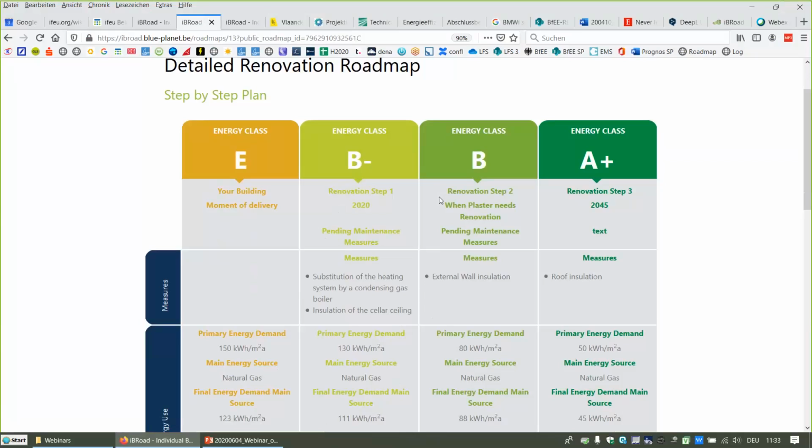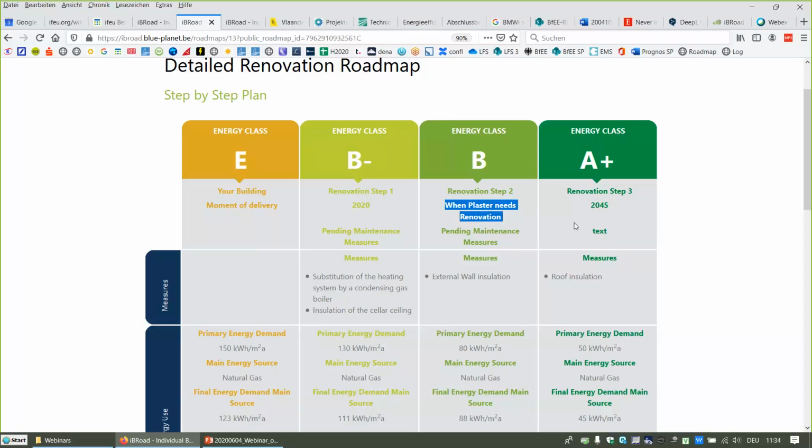Maybe for the second step, you cannot give a certain period like 2030 because the auditor doesn't know when the plaster needs renovation. When will this be? He only can say, this is the trigger. When the plaster needs renovation, then look out for a good external wall insulation, and then be aware of all the notes that he gave. And this is how this individual approach works.